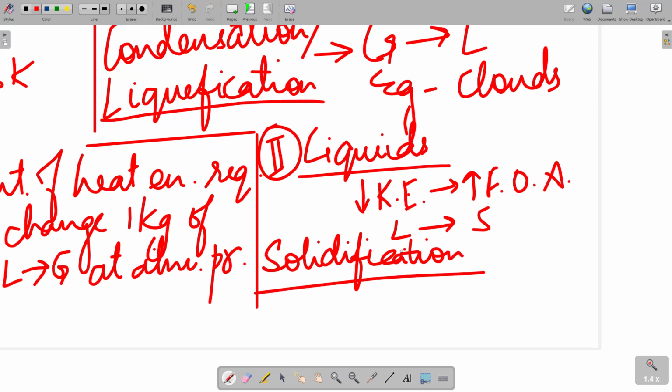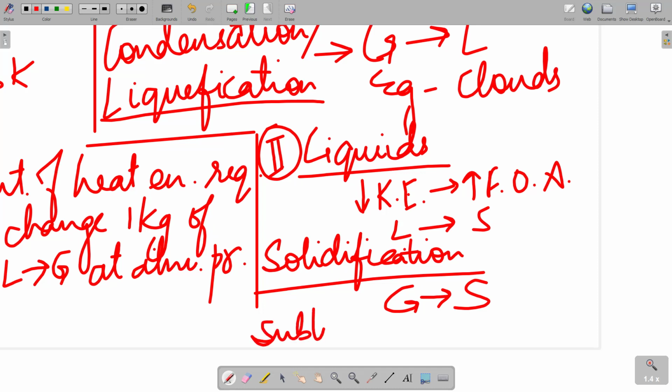What could be an example of solidification? Water to ice, simple, right? You're just decreasing the temperature, and because of that, the particles are bound to come close to each other and stay in their own position. There is still some kinetic energy, but it is very, very little, right? This is called solidification.